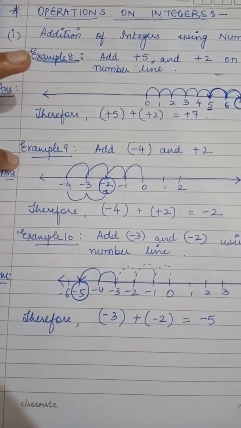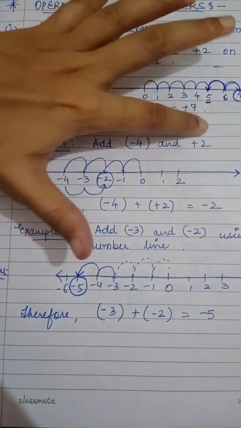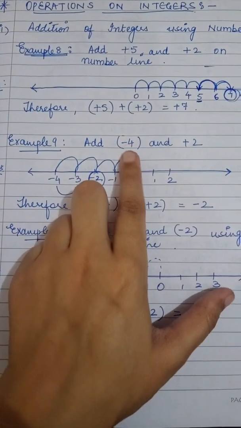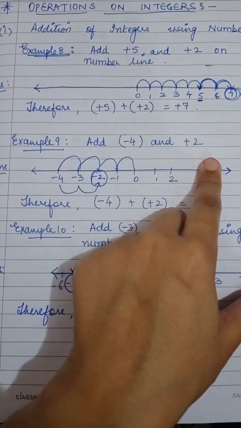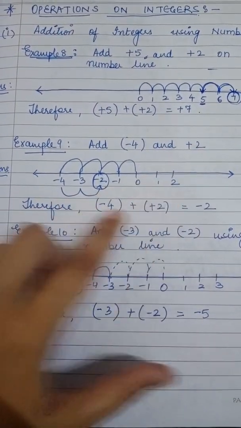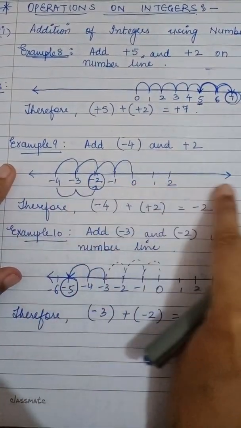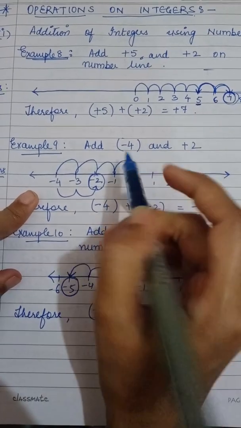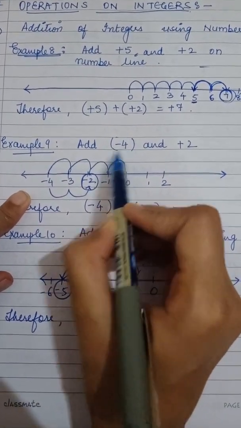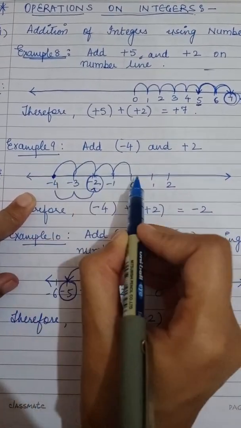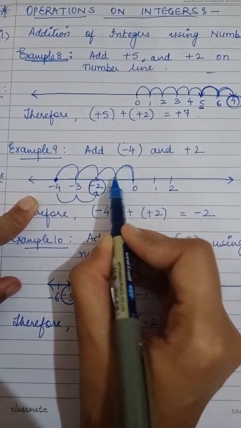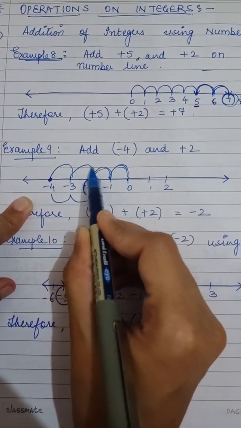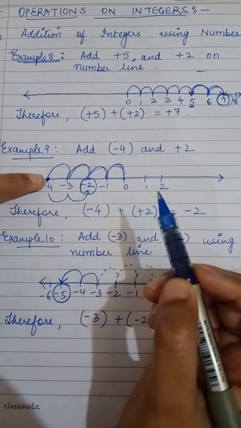Now the next example 9. Add -4 and plus 2. Now I have to add -4 and plus 2. How am I going to add? First of all, draw a number line. On the number line, label the integers like this. Now firstly, what do we want? -4. Here is -4. From 0 we are going to -4. 1, 2, 3 and 4. I have reached -4 from 0.